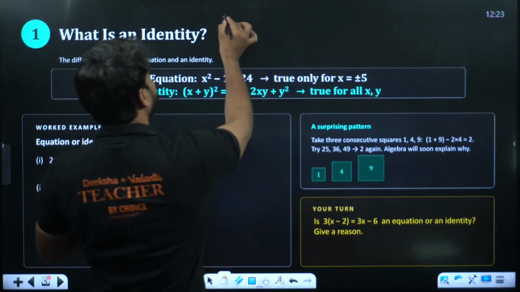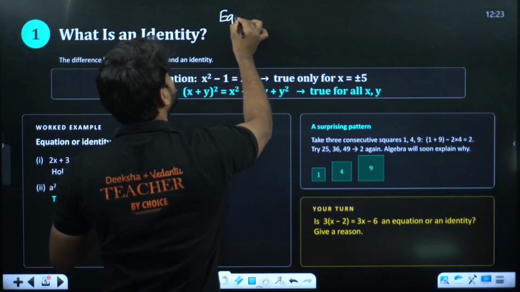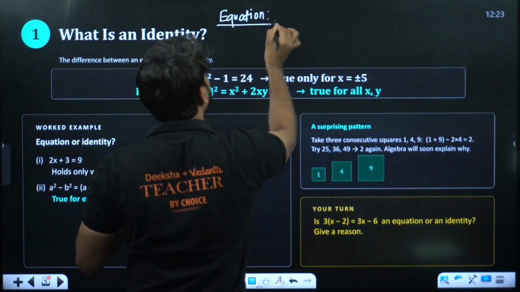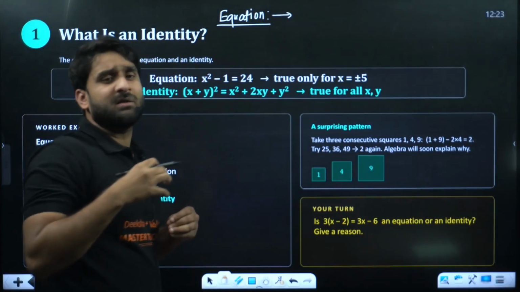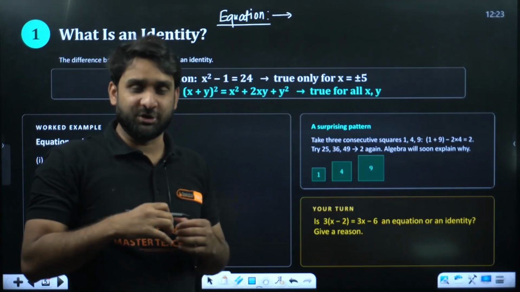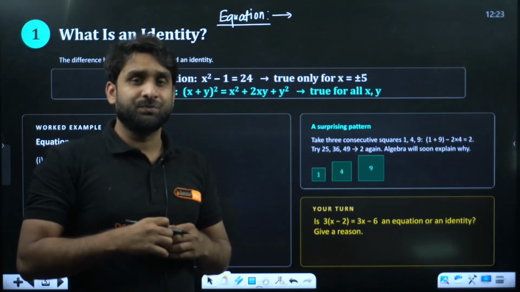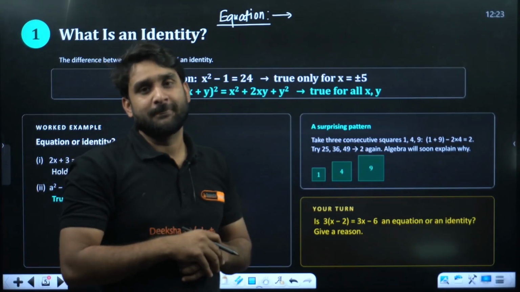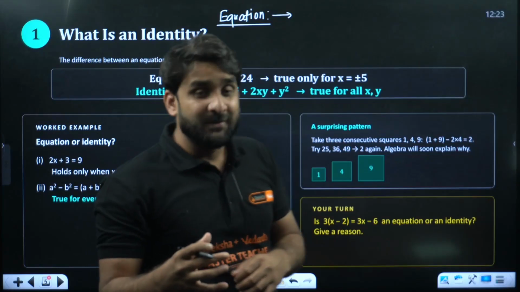So my dear, if we talk about equations, listen. Equations are those algebraic expressions in which we calculate the value of variables. Listen to what I'm saying to you guys.